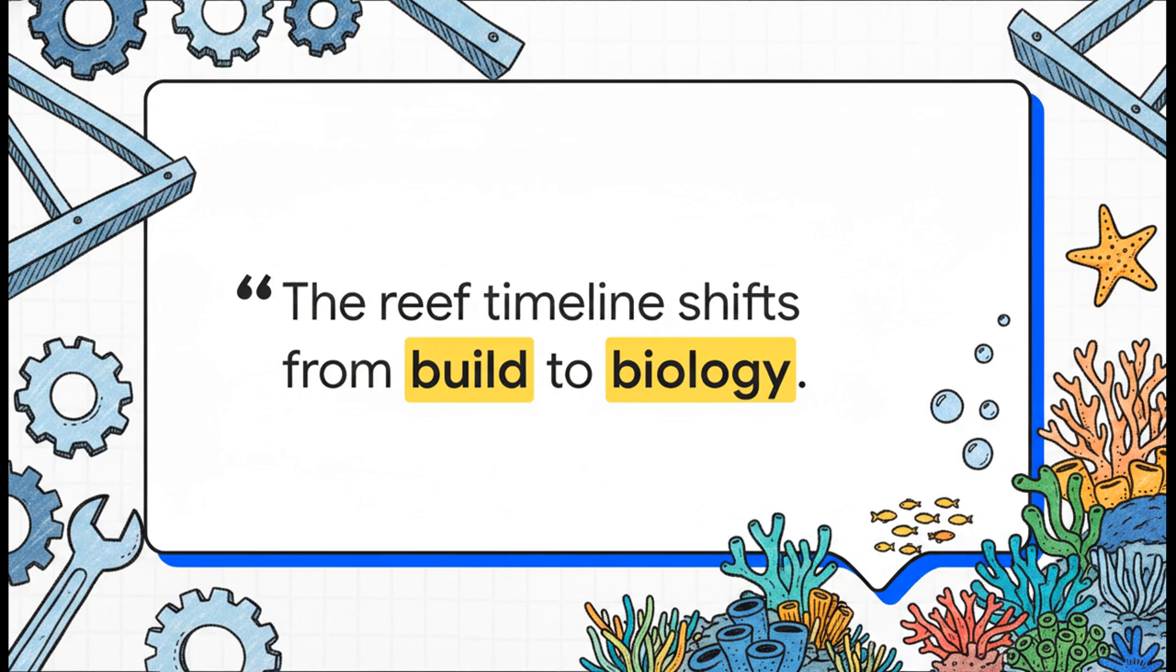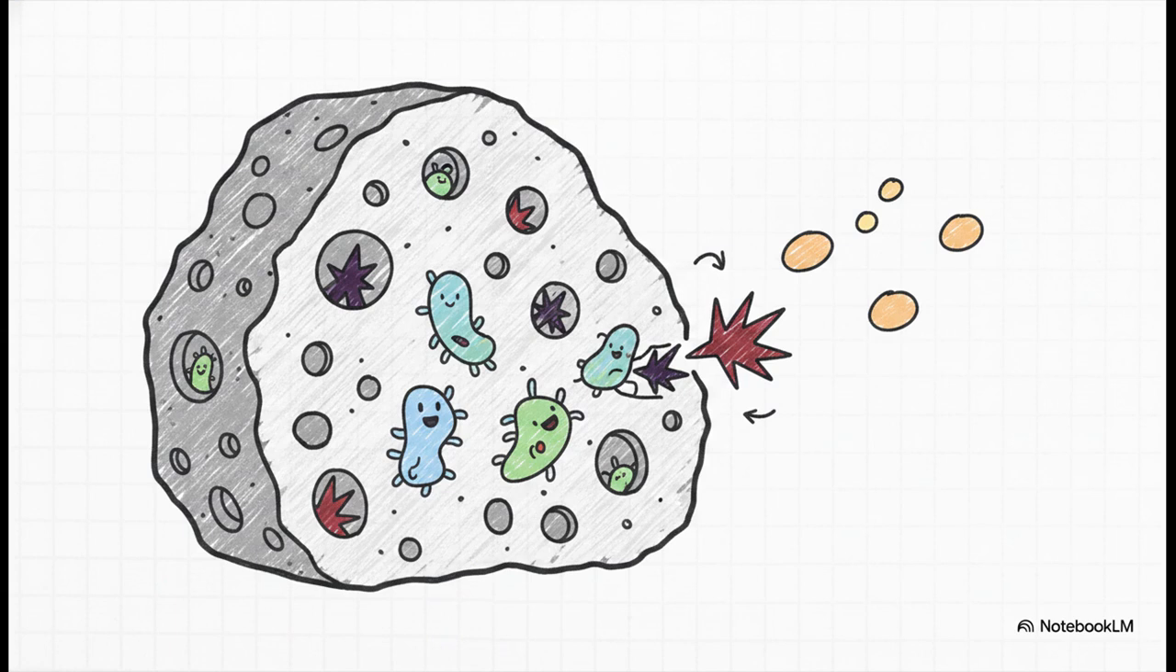You're no longer acting as a mechanical engineer turning wrenches. You are now cultivating a delicate, living ecosystem. The priority shifts completely from structural integrity to biological stability. And that biological stability starts with the cycling phase. This is an absolute necessity, guys.